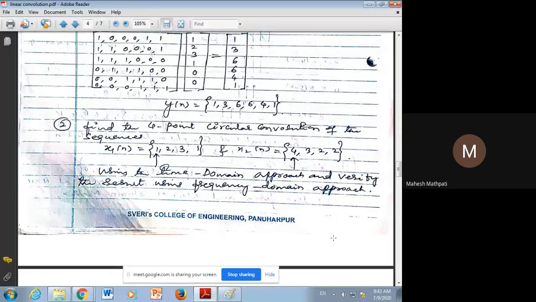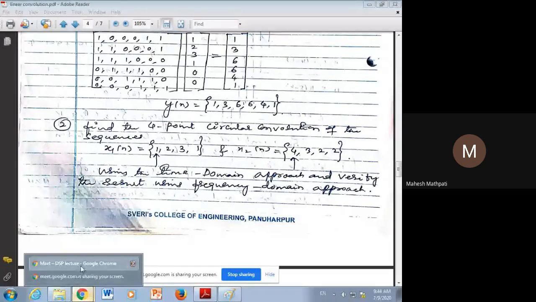Convolution is time domain approach or frequency domain approach? How are we representing that? Notations for convolution. Anybody? Notation for convolution.